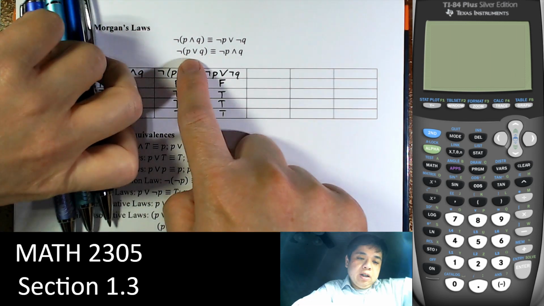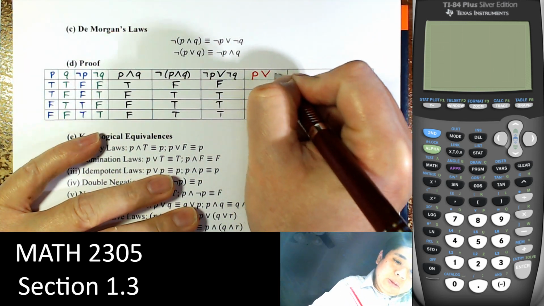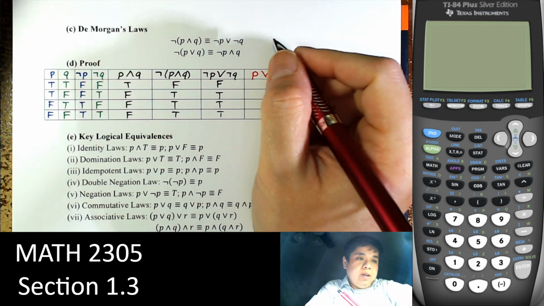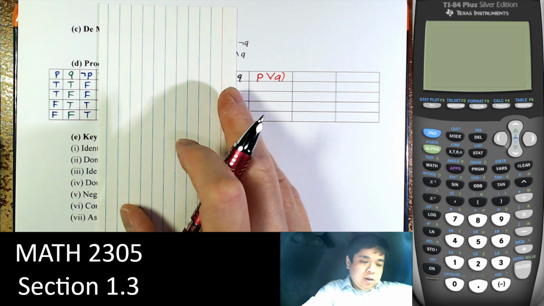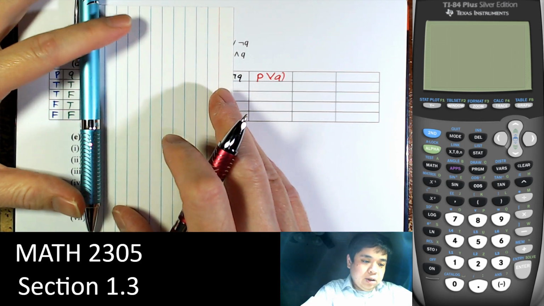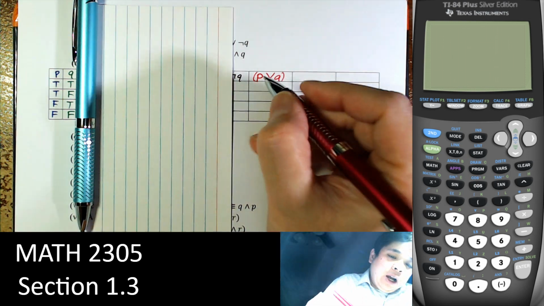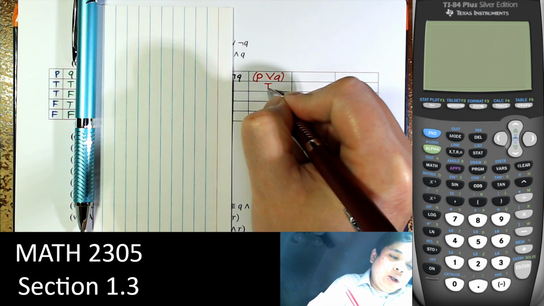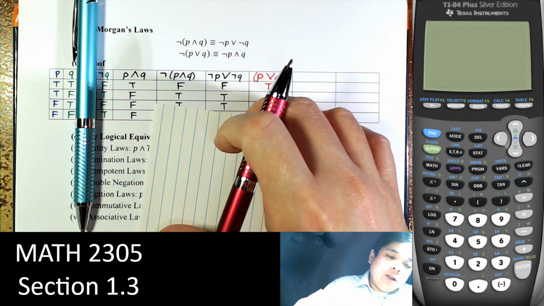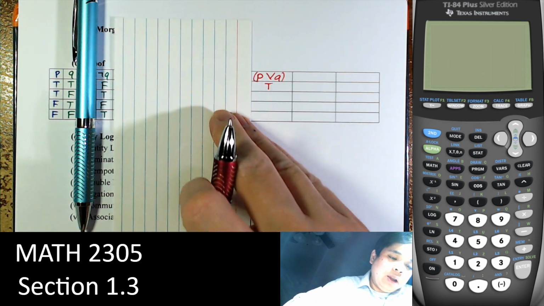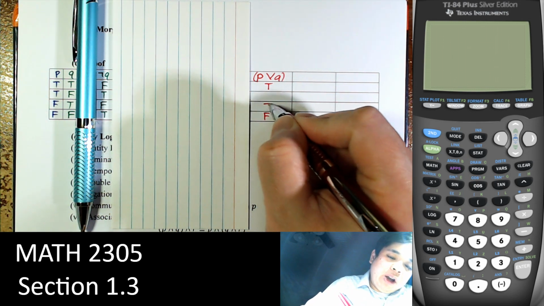P or Q. So the first two here. Is OR. So true when both of them are true. Wait a minute. I'm sorry, it's false when both of them are false. Everywhere else is true.